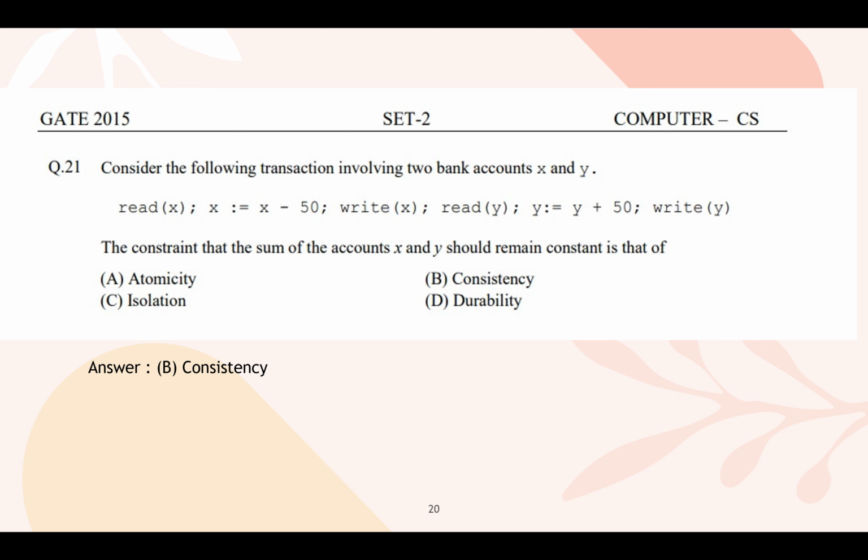So the next question is, considering the following transaction involving two bank accounts X and Y, and here is the statement: the constraint that the sum of accounts X and Y should remain constant is that of. The options are atomicity, isolation, consistency and durability. So the correct option here is consistency.